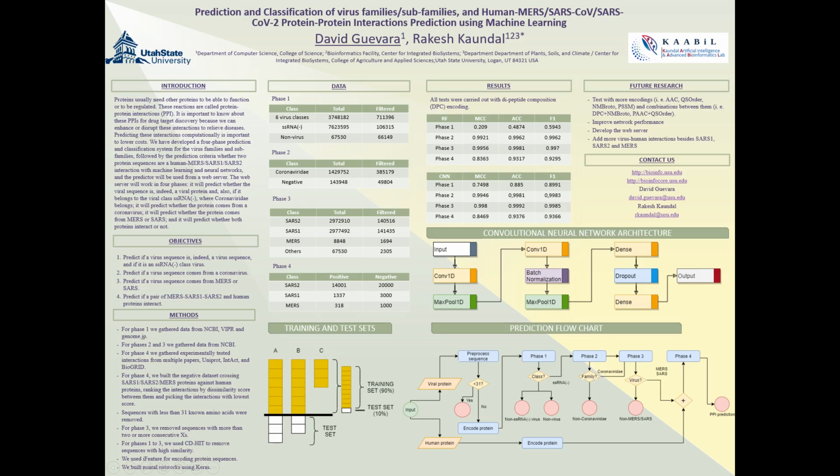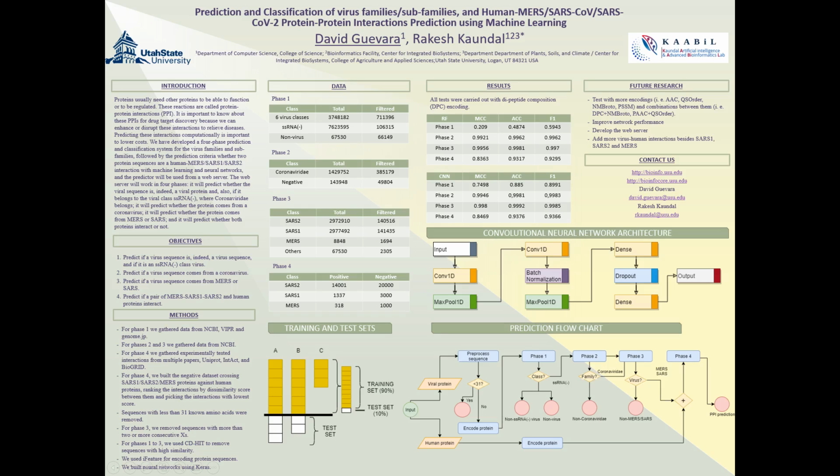For now, we have tested the models with dipeptide composition encoding, or DPC. We selected the best models according to the MCC, or Matthews Correlation Coefficient, because it is the single score that best describes the results, according to some claims, because it takes into account every value in the confusion matrix.